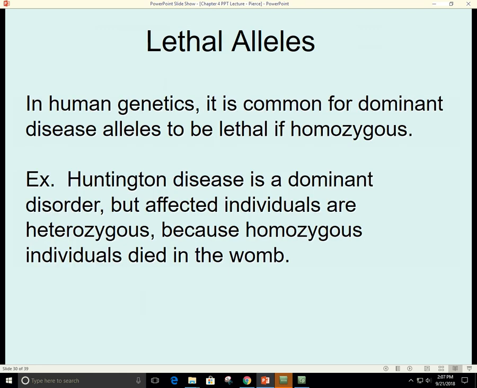In human diseases, it's pretty common for human dominant disorders to be lethal. For the most part, Huntington's disease always exists in a heterozygous status because homozygotes die before birth. So it's not viable in a homozygous situation.